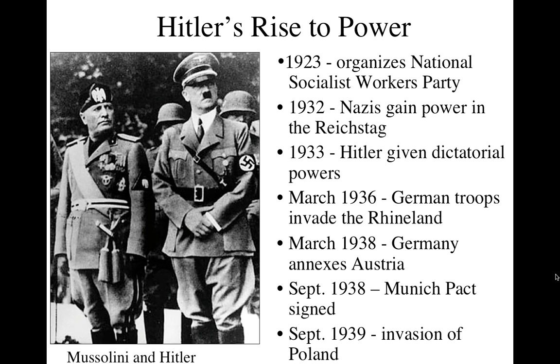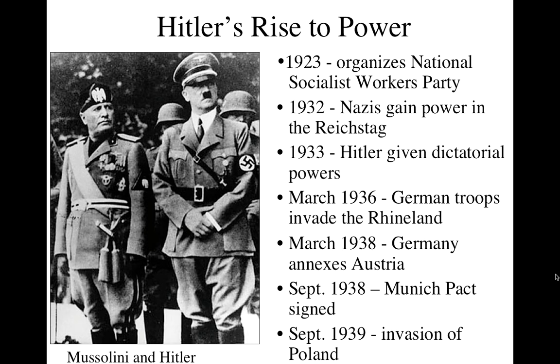At first, the German military is a joke, so it takes him a few years to really get going, but by 1936, he's violating the Treaty of Versailles by invading the Rhineland. Actually, I think I have that wrong, it's 34. But he invades the Rhineland, and then he goes and annexes Austria, for you Sound of Music fans, saying that he's uniting the German-speaking people of the world.